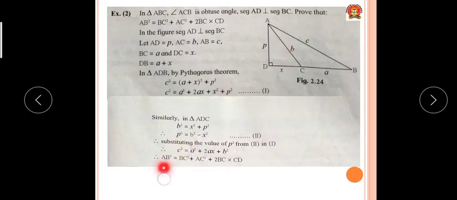After substituting, you will get AB square is equal to BC square plus AC square plus 2BC into CD. Just consider this one triangle, write the Pythagoras theorem. Consider the bigger triangle, write the Pythagoras theorem. Compare it, substitute the value, and you will get the formula for the acute angle triangle and obtuse angle triangle.